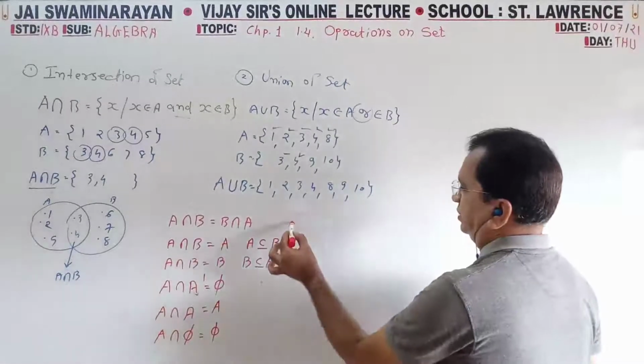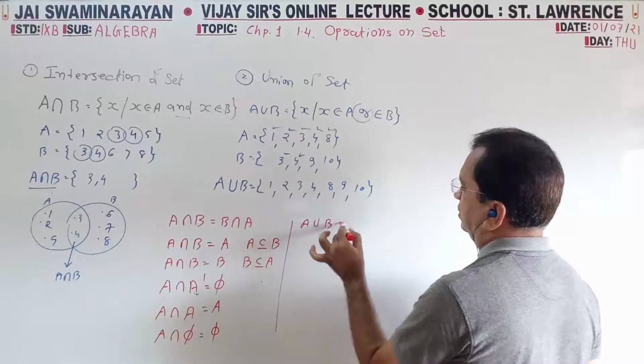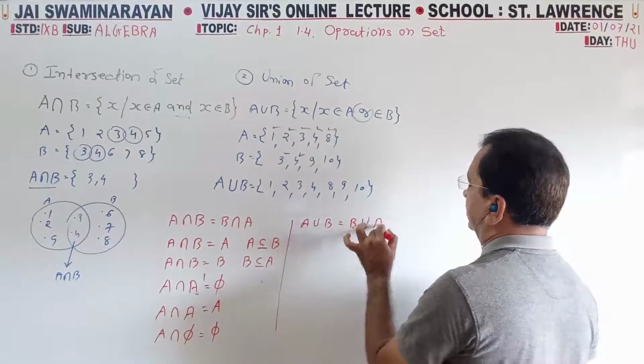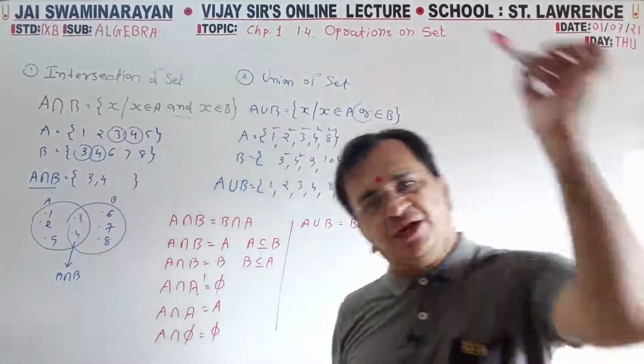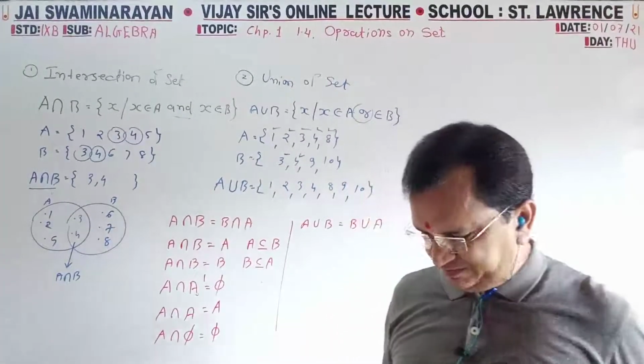Now for union. This will be the same. A union B or B union A are the same. If you merge A into B or if you merge B into A, the answer will be the same.